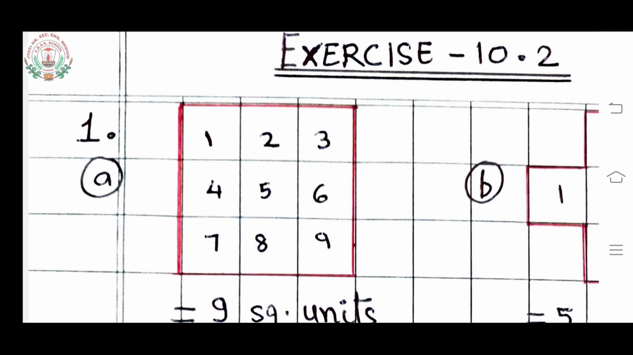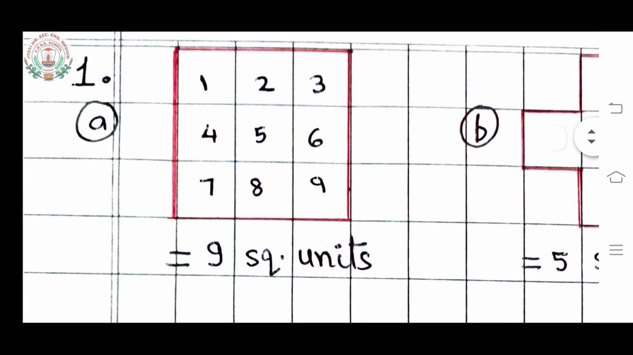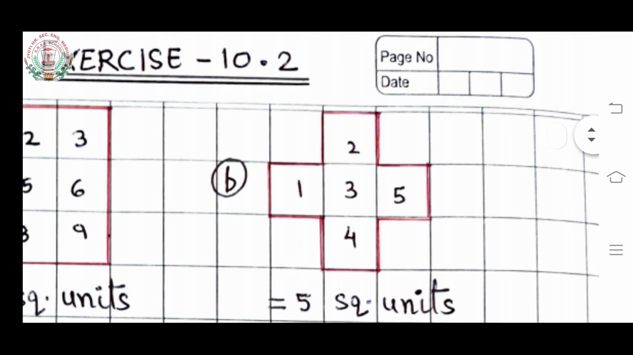For counting: 1, 2, 3, 4, 5, 6, 7, 8, 9. So total 9 boxes or 9 squares are covered here. So 9 is the area, and what unit will you write here? Square units. So 9 square units is the area of this first figure. Is that clear? Now coming to the second figure.